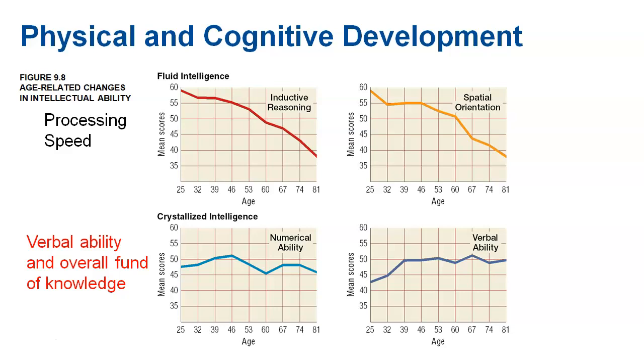Anyway, now we're talking about crystallized intelligence versus fluid intelligence. The thing to know about this is that fluid intelligence is kind of the processing speed, and then more importantly for the final exam, when we talk about crystallized intelligence, it's our verbal ability and then just overall fund of knowledge. So that just means the knowledge that we have, the knowledge that we've acquired. That is our crystallized intelligence.